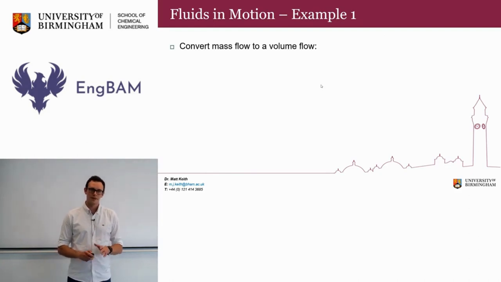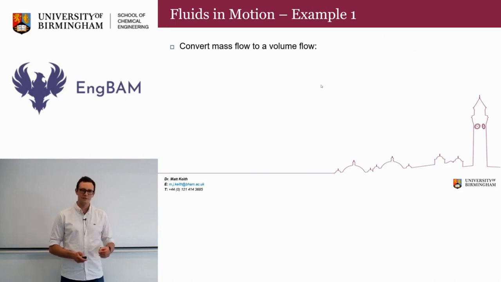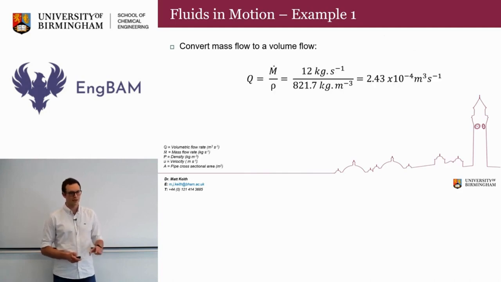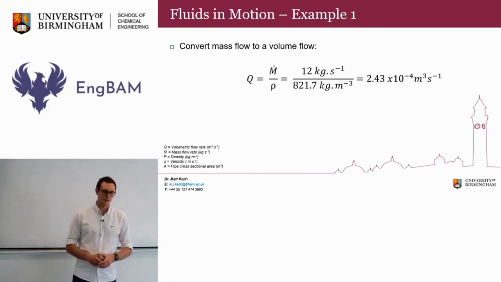Now we think about the units here, we've got mass flow in kilograms per second. The density is kilograms per meters cubed. So if we divide the mass flow by the density, it means we divide kilograms per second by kilograms per meters cubed. The kilograms will cancel out, and that means we're left with meters cubed per second. And of course, meters cubed per second is a volumetric flow.